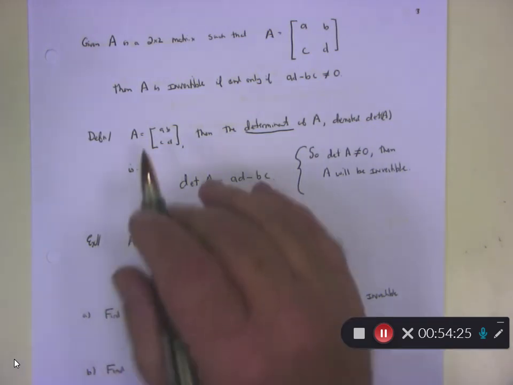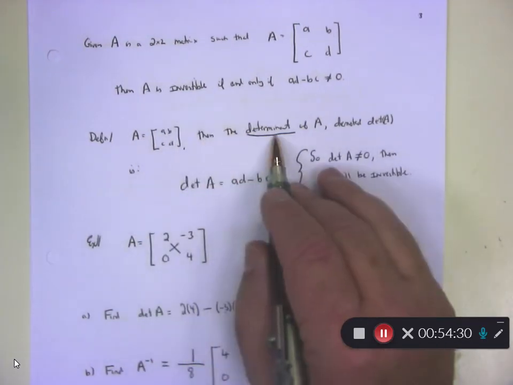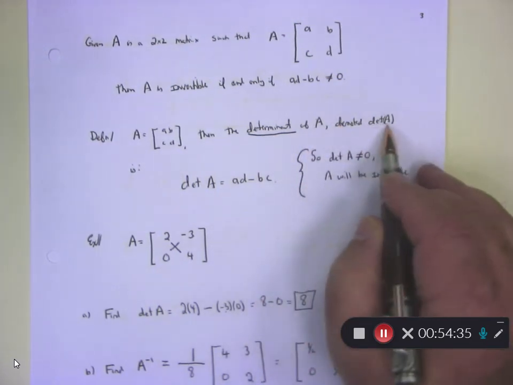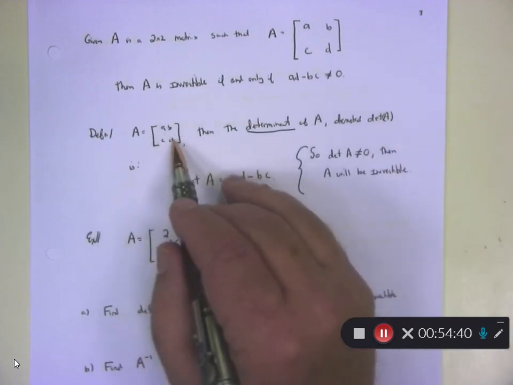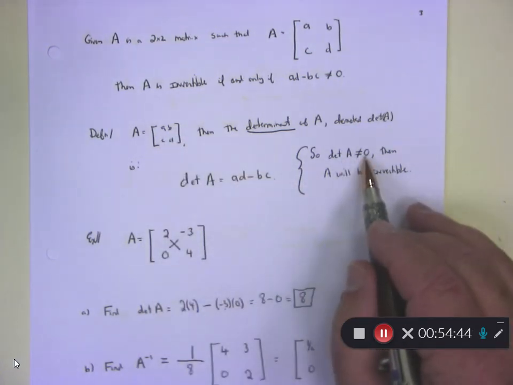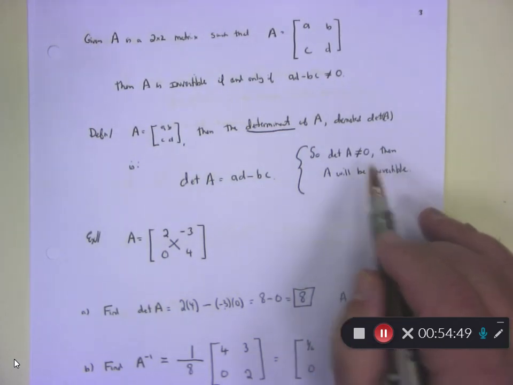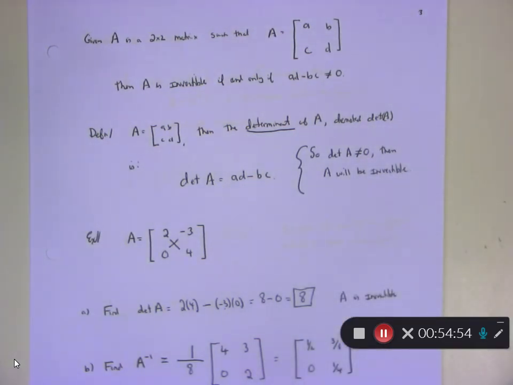So, definition. A is the 2 by 2 matrix A, B, C, D. Then the determinant of A, denoted DET, because we're math people, don't think too deep, determinant of A is equal to AD, the main diagonal, minus BC, the off diagonal. If the determinant is not equal to 0, then the matrix A will be invertible. However, if the determinant does equal 0, then A is not invertible. Again, terminology.